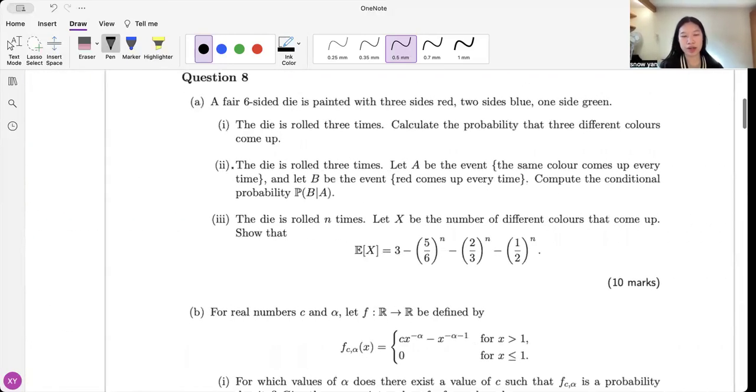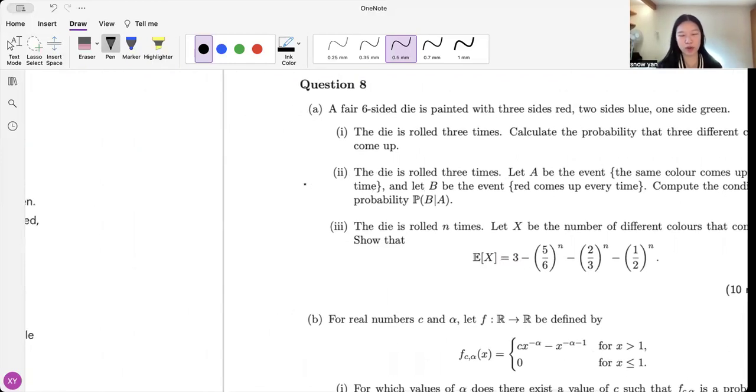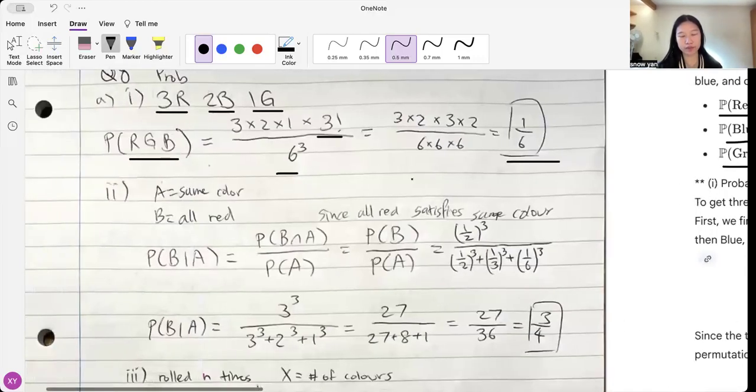Okay, part two. The die is rolled three times. Let A be the event the same color comes up every time, and let B be the event that red comes up every time. Compute the conditional probability P of B given A. So for this, it's just classic conditional probability. I defined A to be the same color, B is all red. So P of B given A.